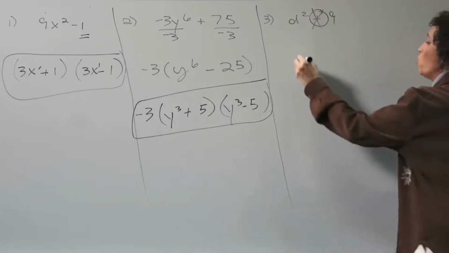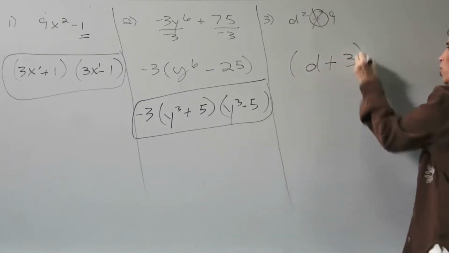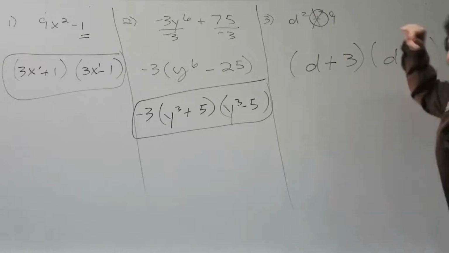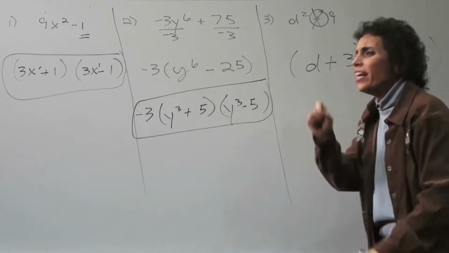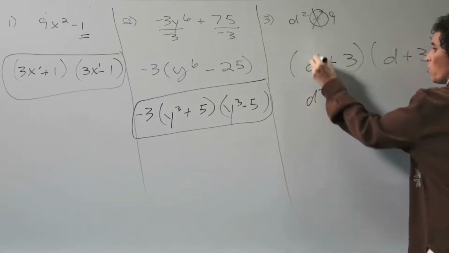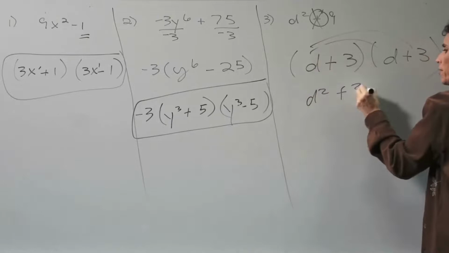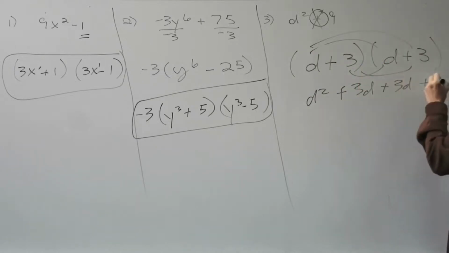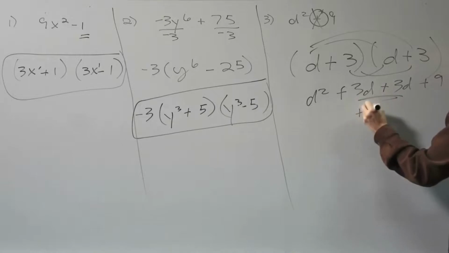I know what you want to do. I know you want to, don't lie. I know you want to do this. This is not going to work. Why is this not going to work? Because you're going to get a middle term. You're going to get d squared plus 3d. I know I have to prove it to you at least once. Plus 9. You're going to get this middle term of 6d.